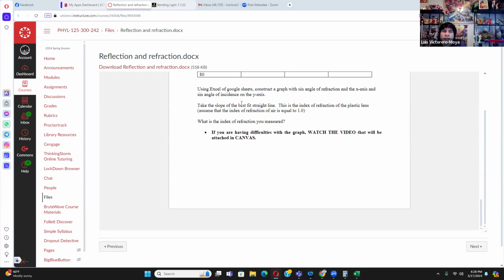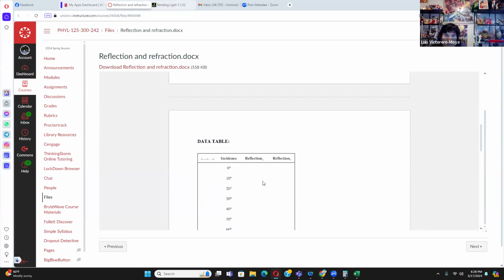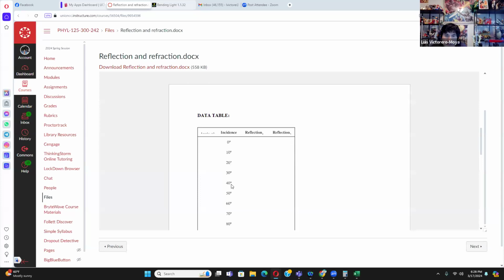It's quite easy to get the data for the angles, but you have to be careful with the way you do the calculations. You can do it in Excel, since you have to do the plot in Excel, but let's go over it. With reflection of light, you're given the angle of incidence here.